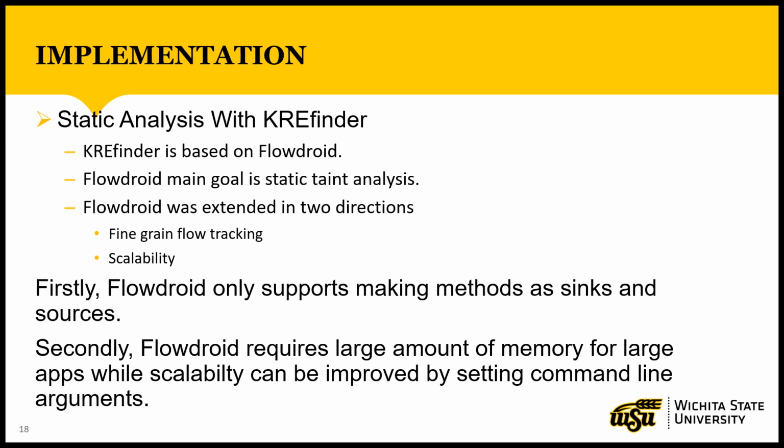First, FlowDroid only supports marking methods as sinks and sources, but not arbitrary instructions. This hinders the process of finding KR errors, since finding such errors requires the ability to trace data flow between instructions. We thus extended FlowDroid to be able to trace flow between arbitrary instructions. Second, FlowDroid requires large amounts of memory for large applications, while scalability can be improved by setting certain command line arguments. Increasing scalability will reduce precision.